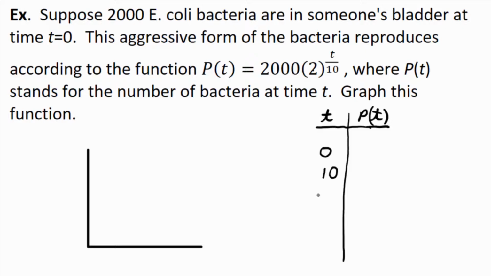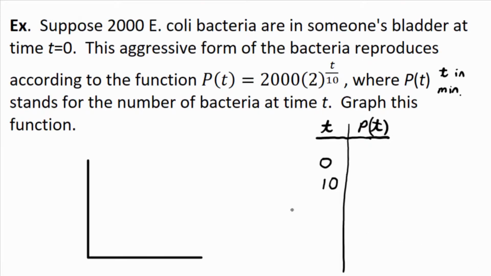Yeah. And the one thing I didn't put in here is t is in minutes, not hours. Okay? So after 10 minutes, we can figure out how many bacteria will be in the system. Okay. So what would another value be? 20. Yeah, so now you're getting it, right? Anything that's divisible by 10 is going to be easy enough to work with, right? And then let's do 30 and call it a day.